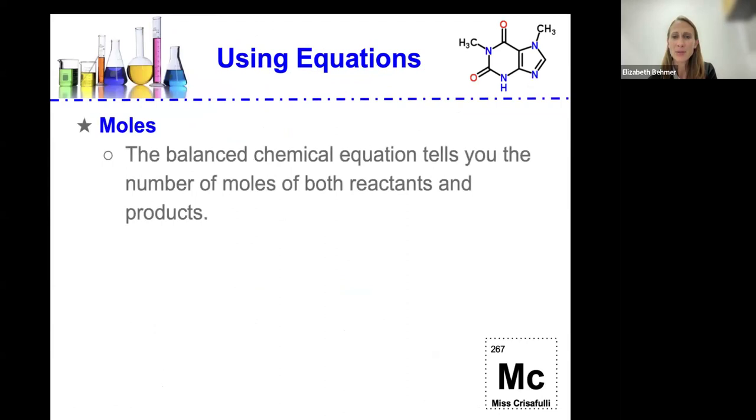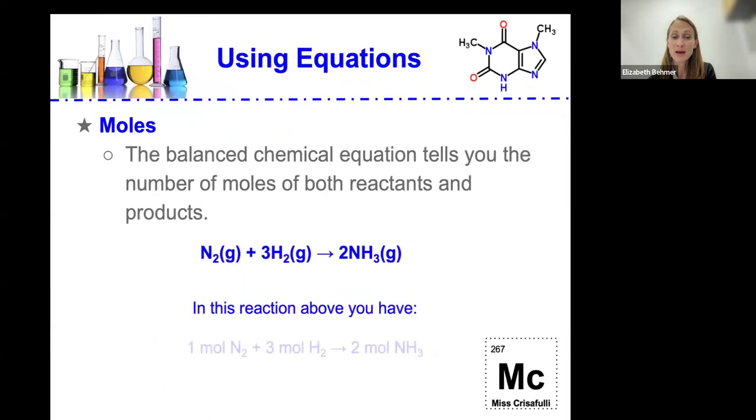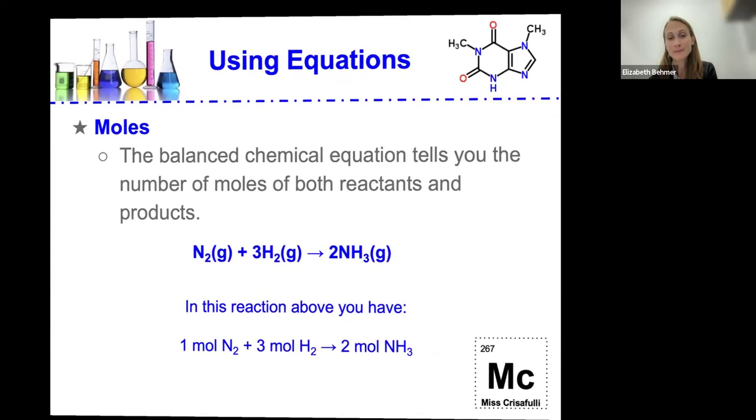The balanced chemical equation will tell you the number of moles of both reactants and the products. In this reaction above, for example, you have 1 mole of nitrogen plus 3 moles of hydrogen, yielding 2 moles of ammonia.